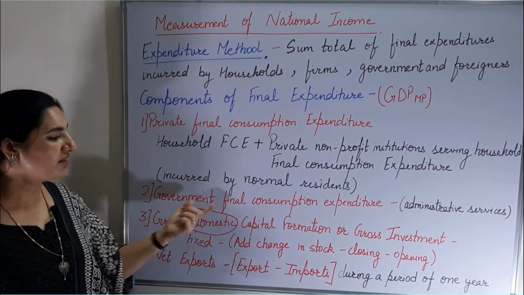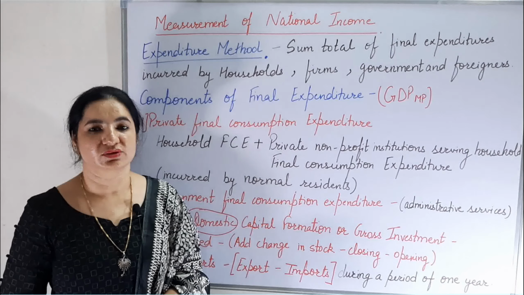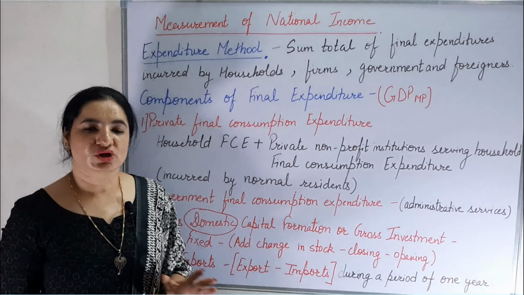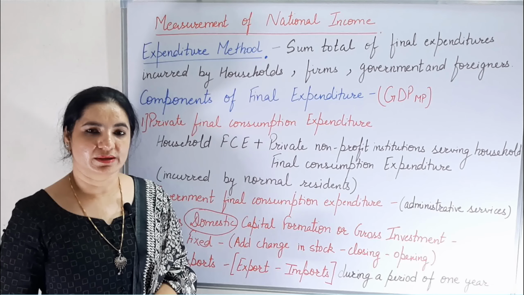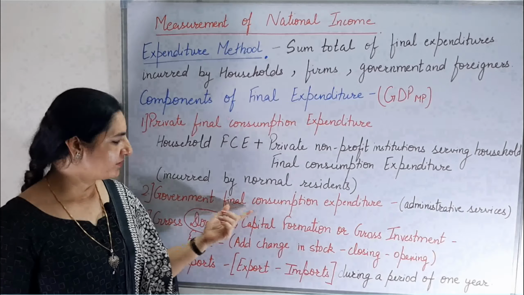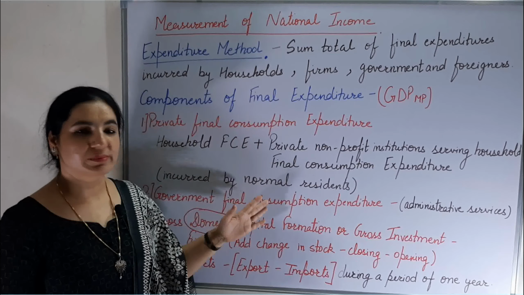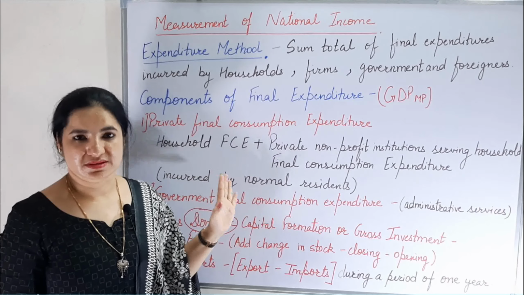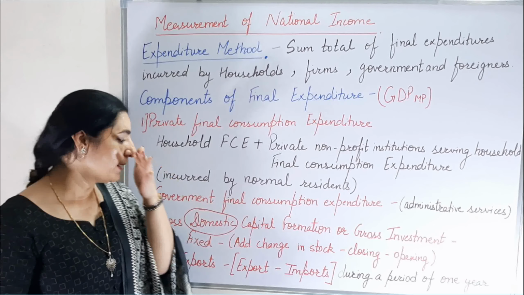Second bit is government final consumption expenditure. Government expends on the administrative services. All such expenditures made by the government will be included here, and we will arrive at the figure government final consumption expenditure. These two bits will be given to you for practical questions as it is. No fluctuations are to be made in this.